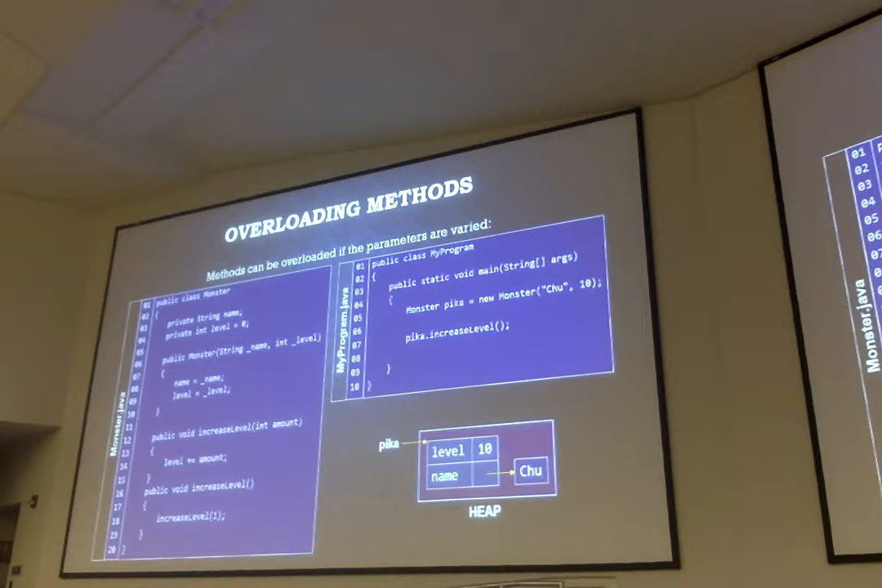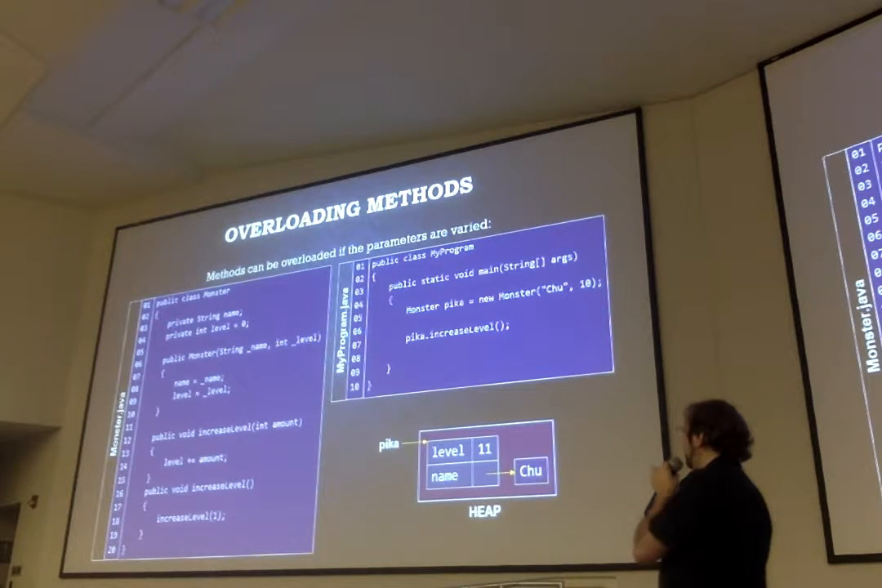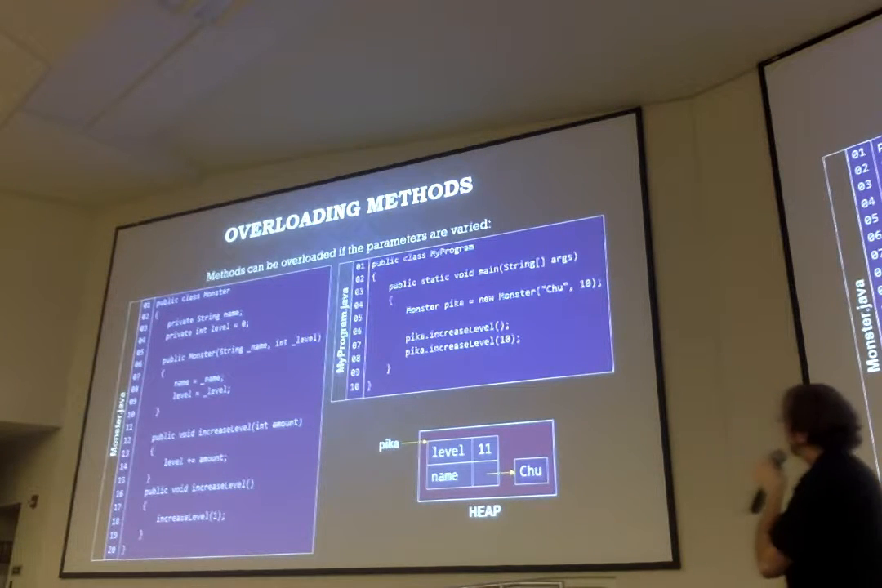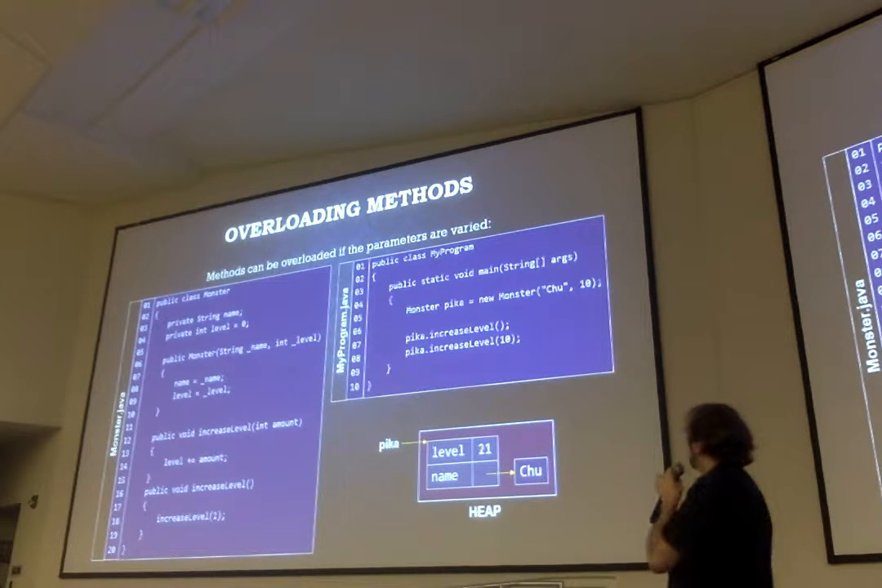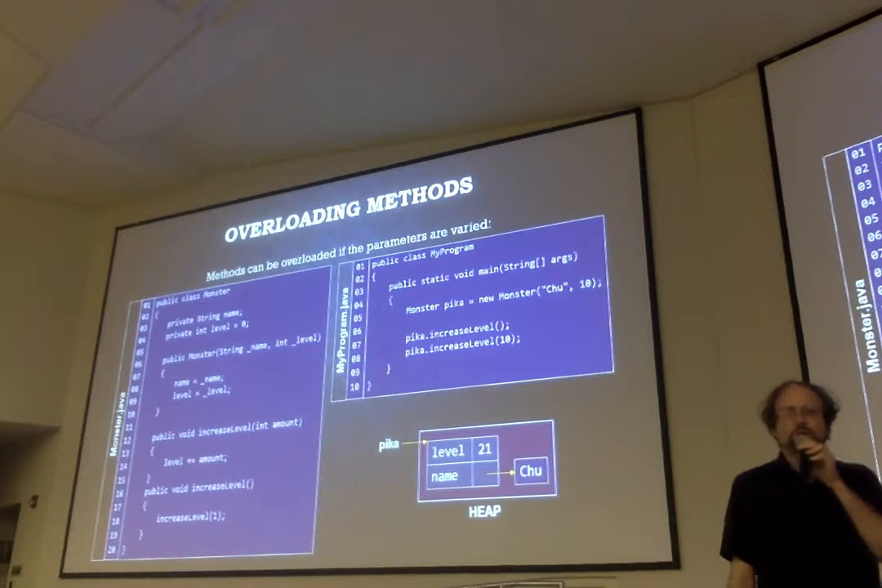Then, if I call increase level, that's going to go down here, and that's going to call increase level 1. Which is going to go up here, and it's going to increase that to 11 from 10. Then, let's say that I call increase level 10, that's going to go directly to this version, and it's going to increase it from 11 to 21.